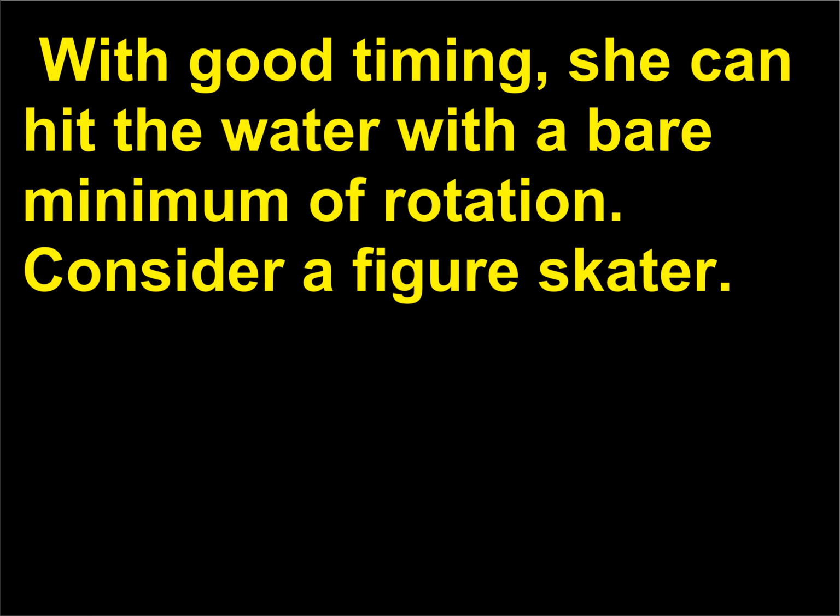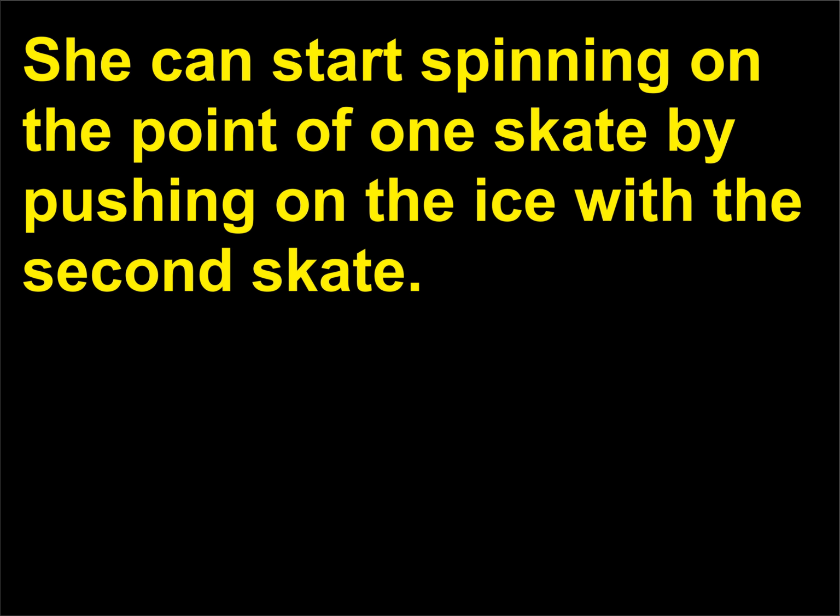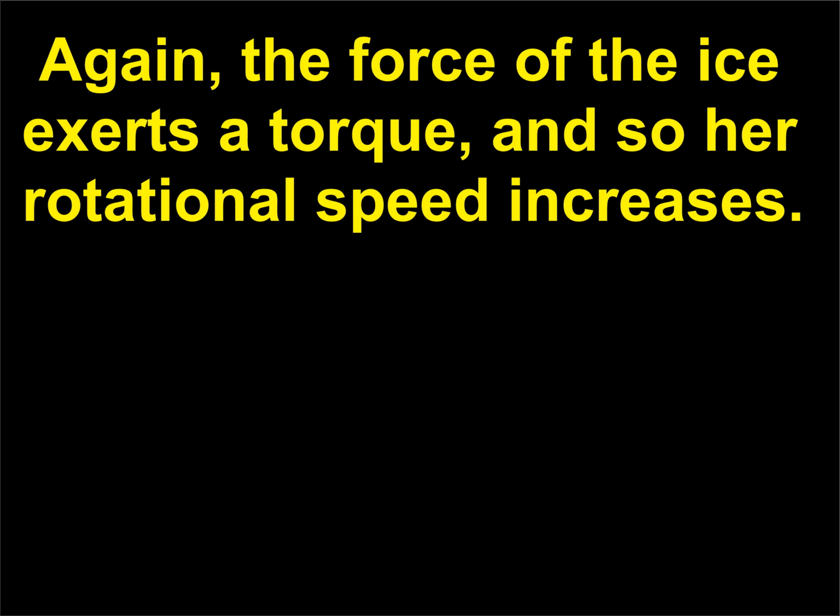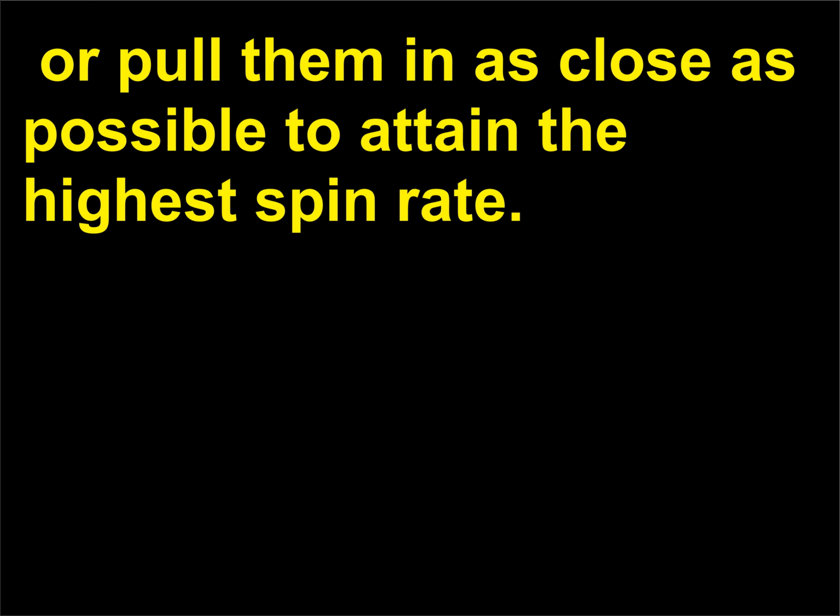Consider a figure skater. She can start spinning on the point of one skate by pushing on the ice with the second skate. Again, the force of the ice exerts a torque, and so her rotational speed increases. She can extend her arms to slow the rotation, or pull them in as close as possible to attain the highest spin rate.